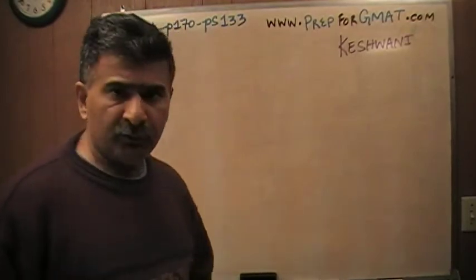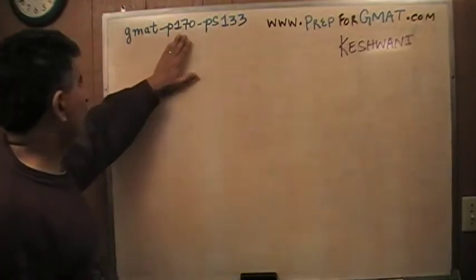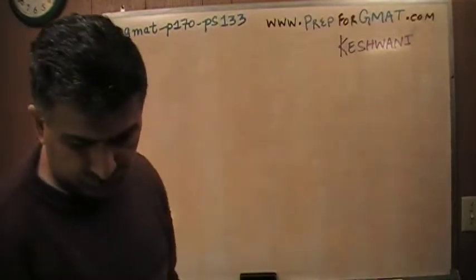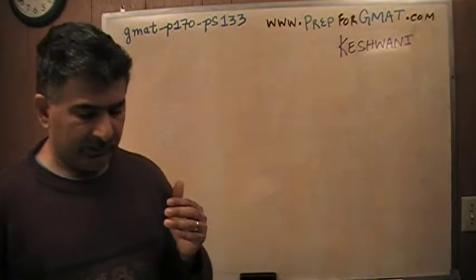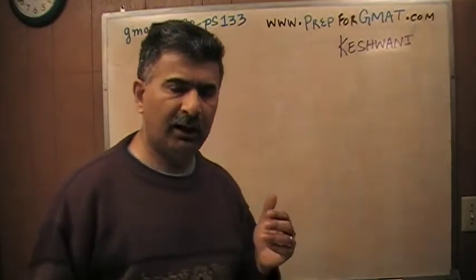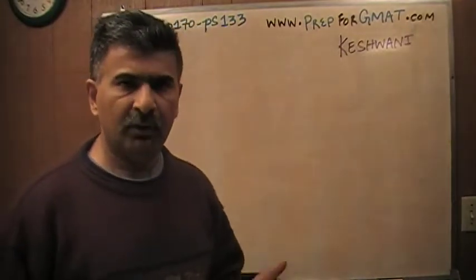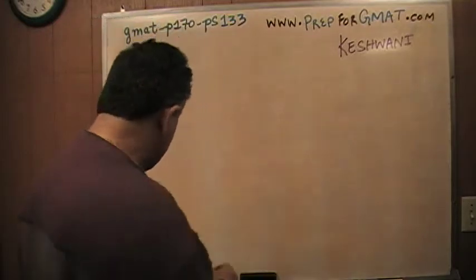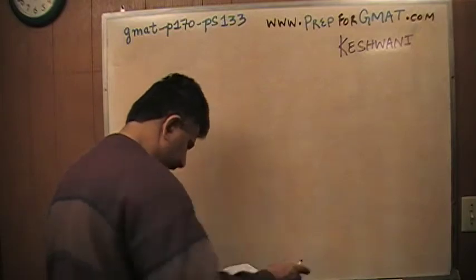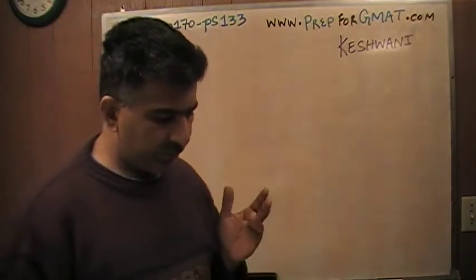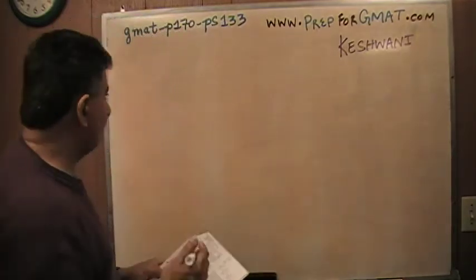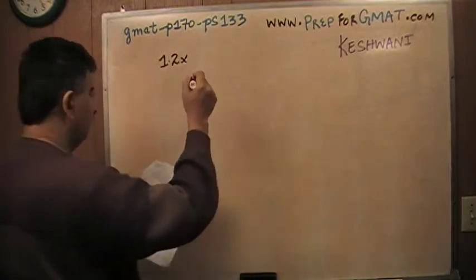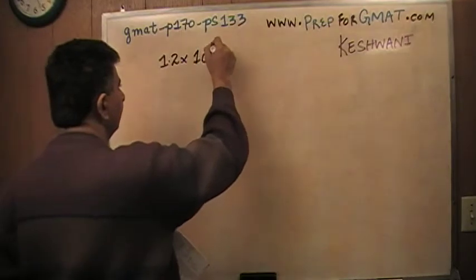The problem that I'm about to solve is the one that you will find on page number 170, problem solving 133. This problem basically tests to see how good a grasp you have on the concept of exponents. That's all they're trying to see here. Let's see what it says. It says a certain country had a total expenditure of 1.2 times 10 raised to 12.